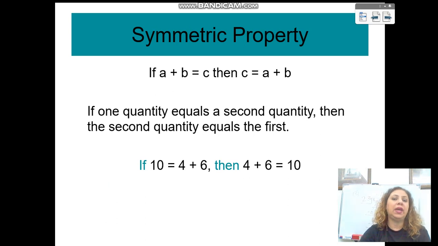Symmetric property: if A plus B equals C, then C equals A plus B. If one quantity equals the second quantity, then the second quantity equals the first quantity. For example, 10 equals 4 plus 6, just change the places, and it's exactly the same. 4 plus 6 equals 10 is exactly the same as 6 plus 4 equals 10.